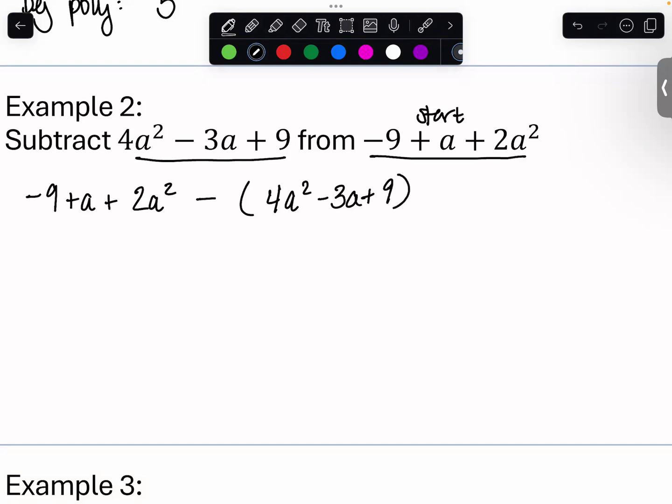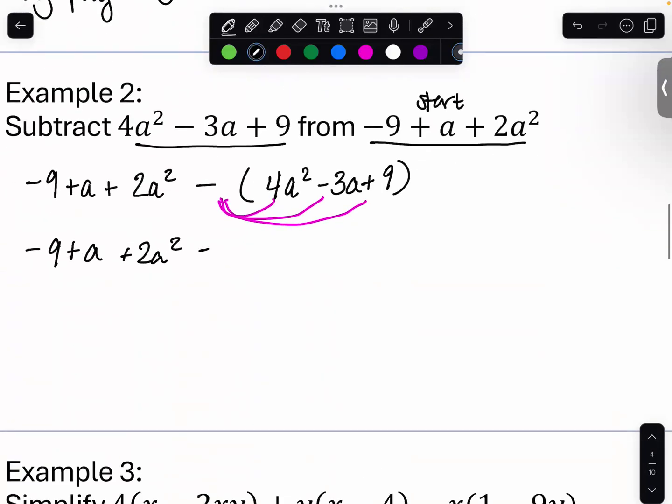Now notice I'm subtracting that entire second polynomial, so I need to distribute that negative into the parentheses. So I'm doing negative 9 plus a plus 2a squared, and then I have a minus 4a squared, a positive 3a, and a minus 9. I'm subtracting that entire polynomial. Now I'm going to go ahead and combine like terms. I like to go in order of high degree to low degree. I notice I have some a squareds there that I can combine.